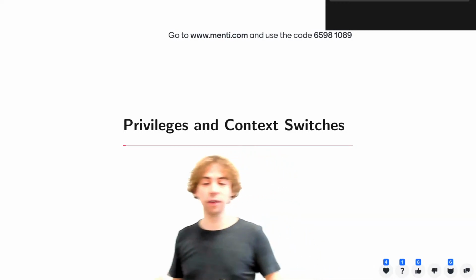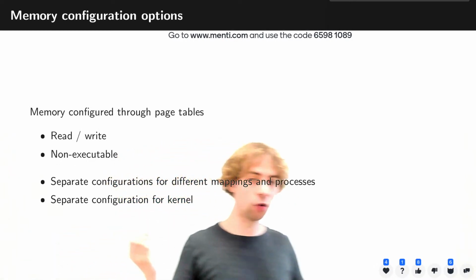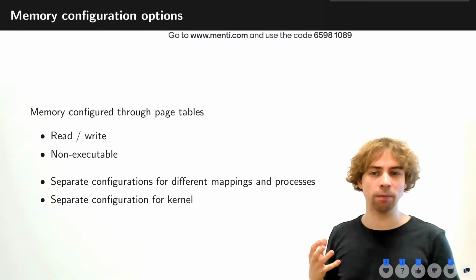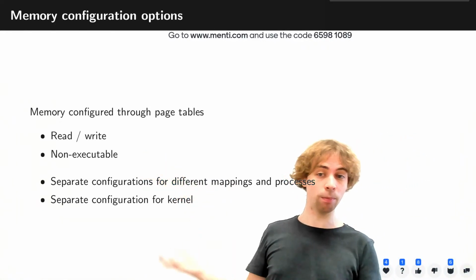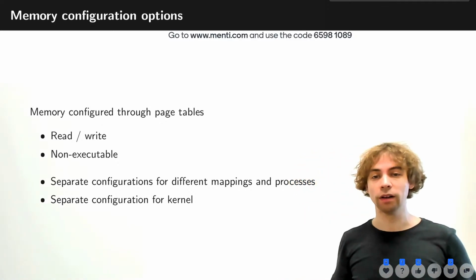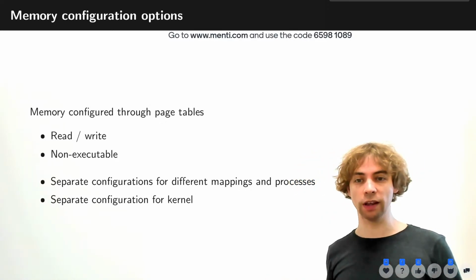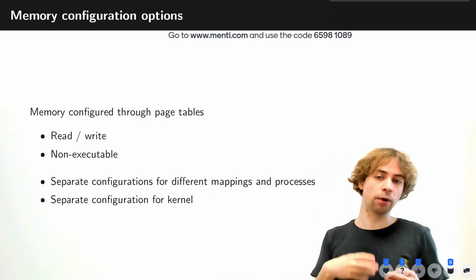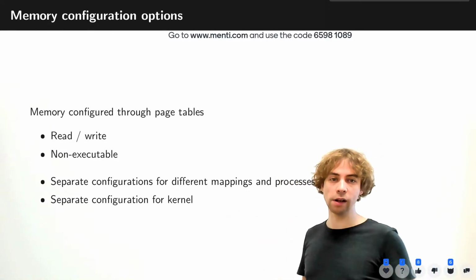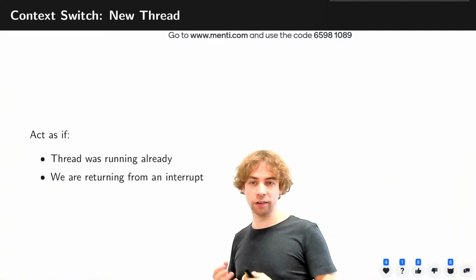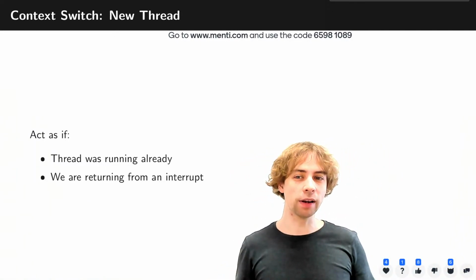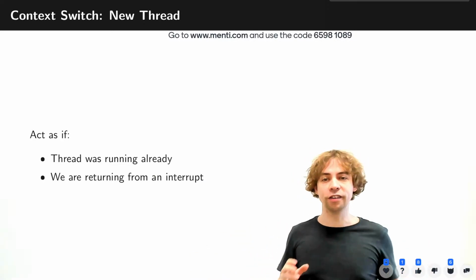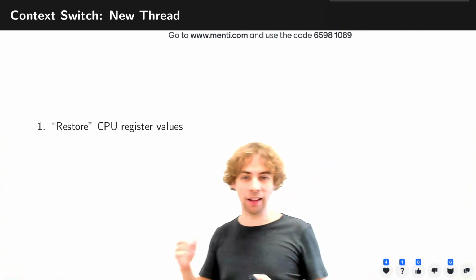So let's start with privileges and context switches. When you think back to operating systems, you configured the memory through page tables with read permissions, with write permissions, maybe non-executable if it's already supported on the platform that you are targeting. 64-bit platforms usually have a non-executable bit. There are separate configurations for different processes and also one for the kernel. And when you perform a context switch, this is quite interesting. When you schedule a new thread, you act as if the thread was already running and we are just returning from an interrupt.